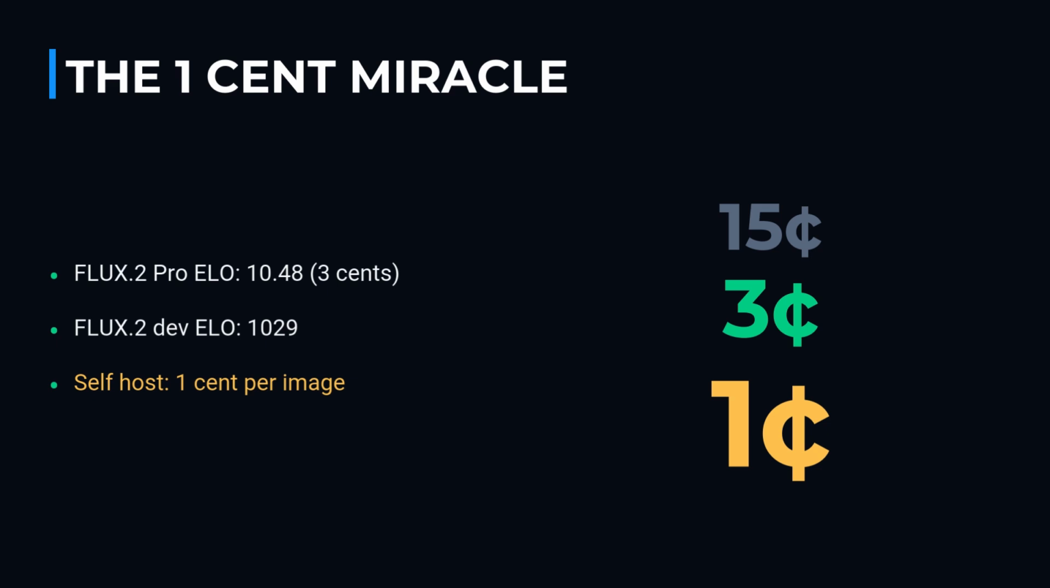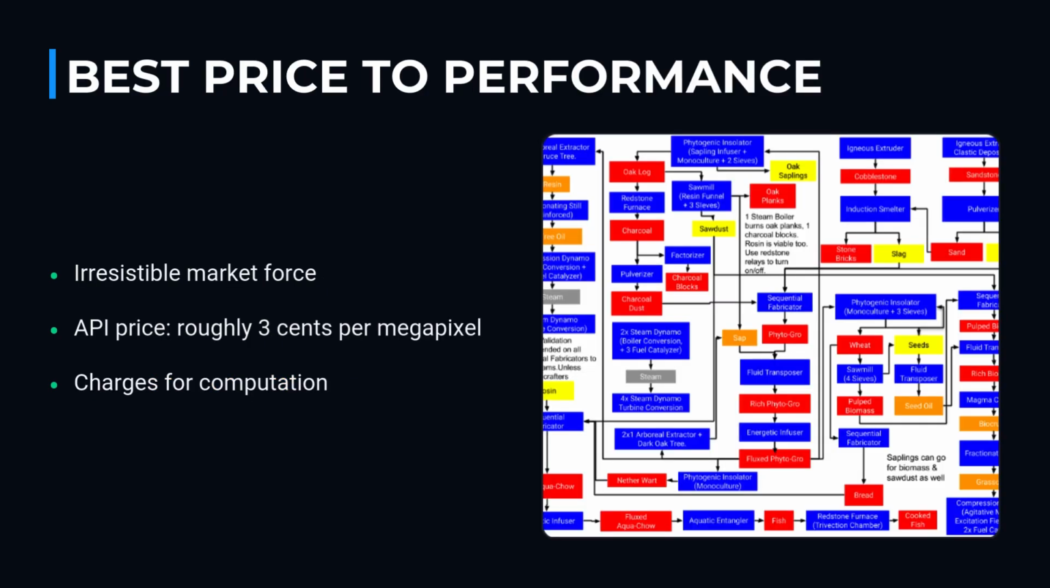And then there's the open weight version you run yourself. The dev version. It gets a very respectable ELO of 1029, still playing in the same league. But the estimated cost, when you self-host, is 1 cent per image. 1 cent. So the conclusion for anyone listening is unavoidable. FLUX.2 just has the best price to performance on the market, period. It completely changes the conversation. It's no longer about, can you afford high-quality AI generation? It's, do you pay 3 cents for convenience, or do you invest in hardware for that 1 cent miracle?